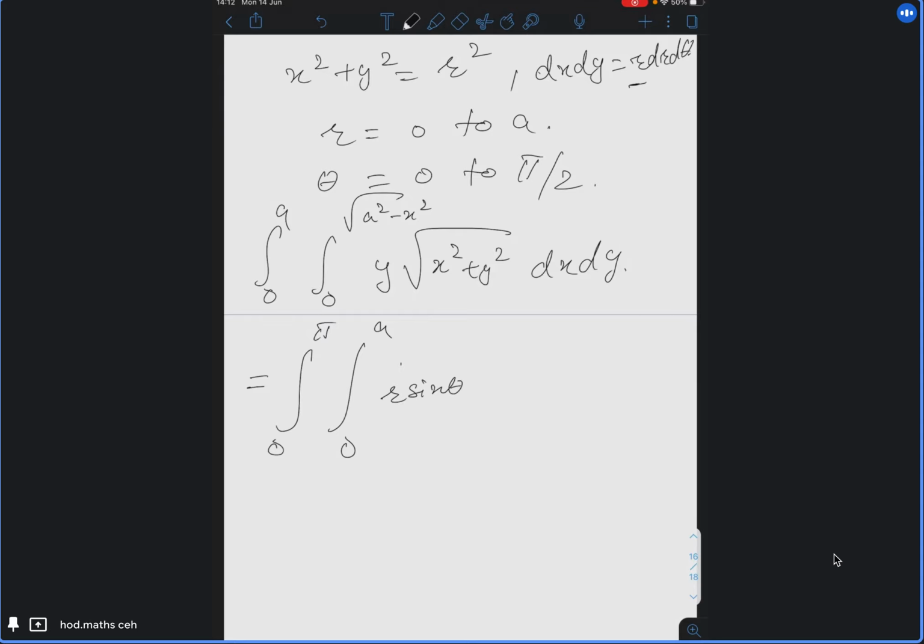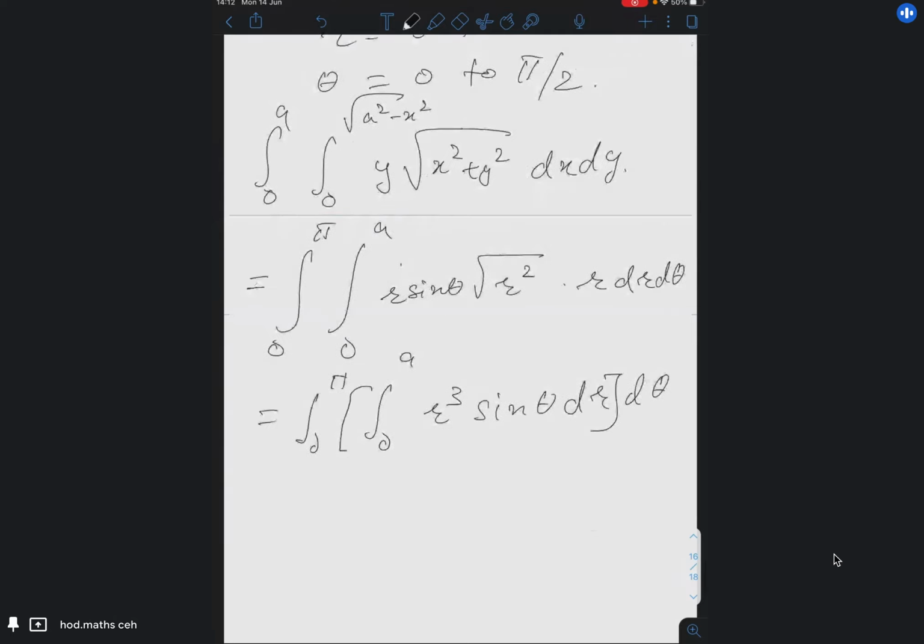Now everything needs to be converted to r and theta, remember. You have x square plus y square, so that is how much? r square. Okay, and dx dy is one more r, r dr d theta, remember this. So this is 0 to pi by 2, 0 to a, r square within a root will be r. So r into r into r will be r cube sine theta dr d theta. So first integrate 0 to a with respect to r.